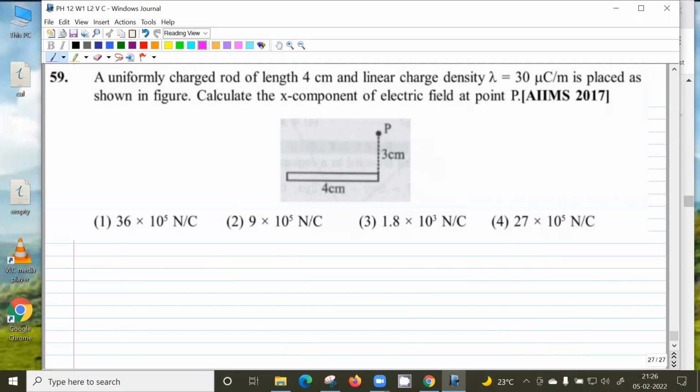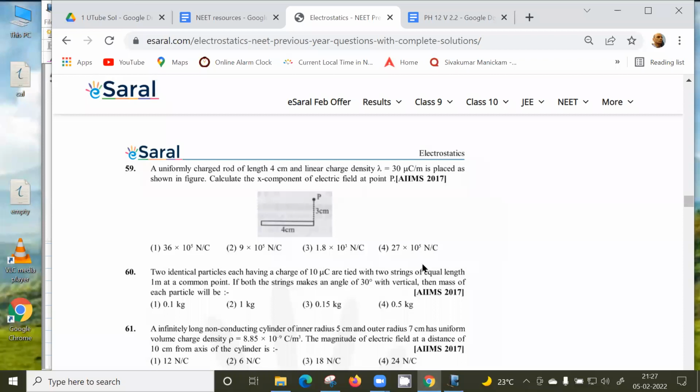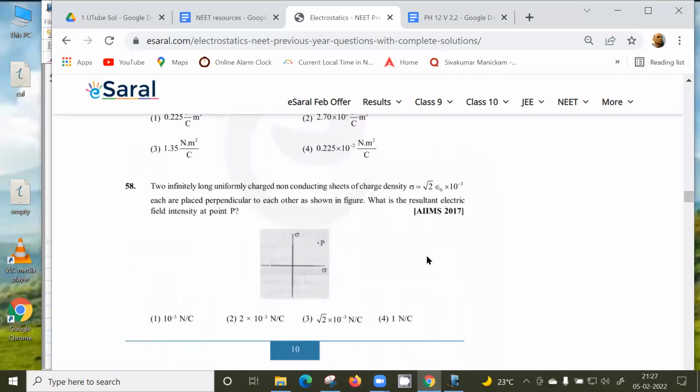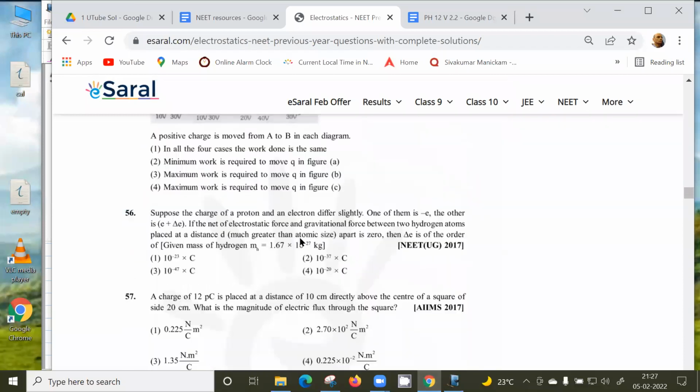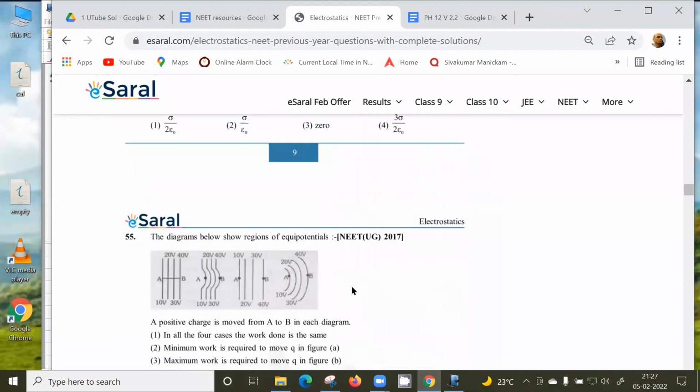Actually, this is not an infinite rod. Calculate the field at point P. So this is not actually NCERT, this is AIIMS, right? NCERT has an infinite rod, but here is a finite length rod. So I think you can leave it. This one we have just done.